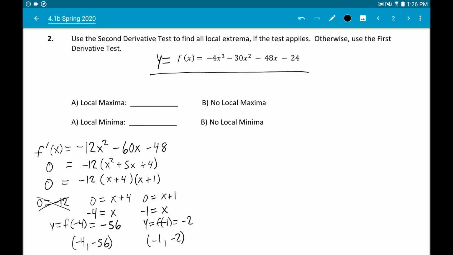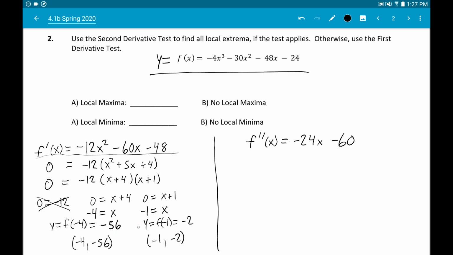Compared to the last problem, we end up with 2 critical points instead of just 1. So we've got to test both of them. We need our second derivative, f double prime of x. Here's our first derivative. Take the derivative of it. Derivative of negative 12x squared is negative 24x. Derivative of negative 60x is negative 60. Derivative of negative 48 is 0.